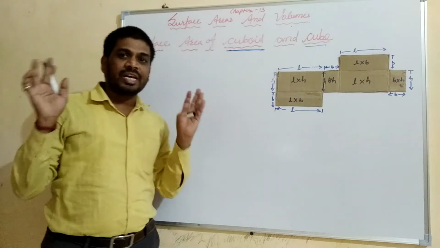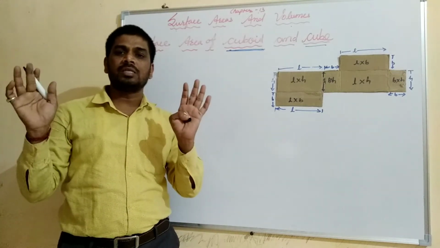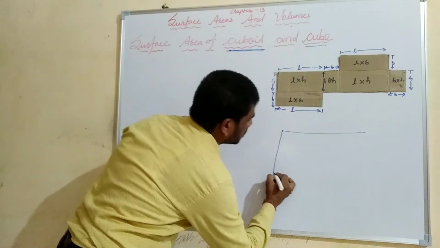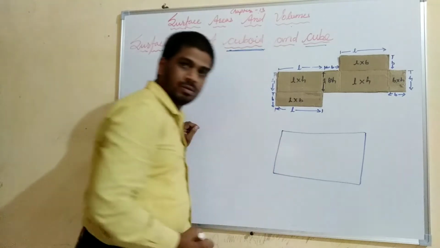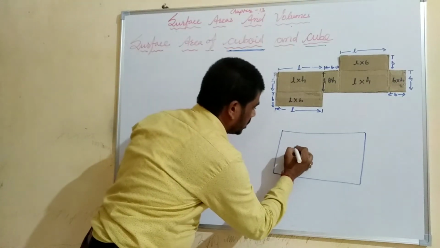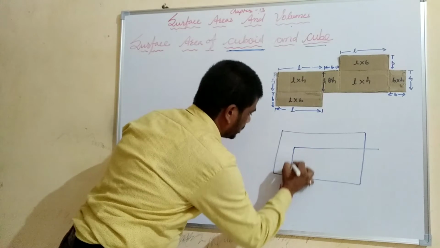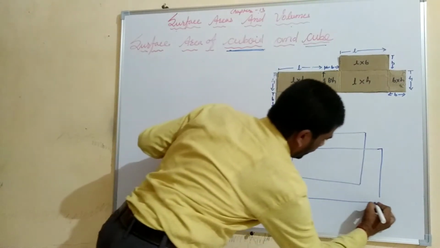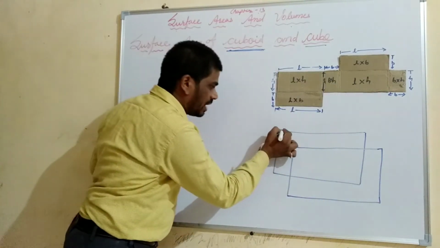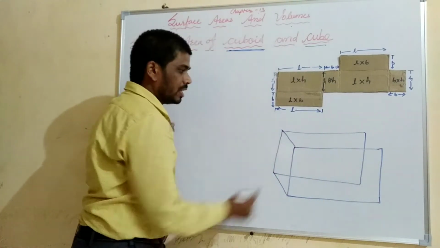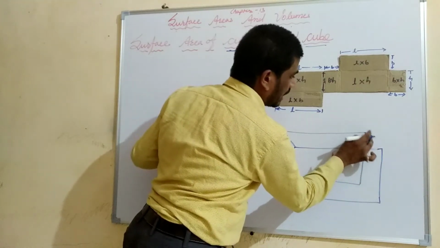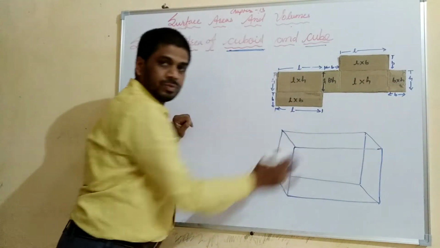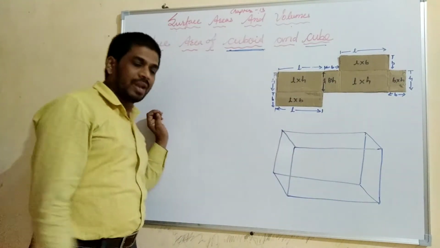A cuboid is a 3D shape which has each of its faces rectangular. This is a rectangle face, and the front face will also be a rectangle. Even the side face will also be a rectangle, even the top face, and even the bottom face will also be a rectangle. So each of the faces is a rectangle.